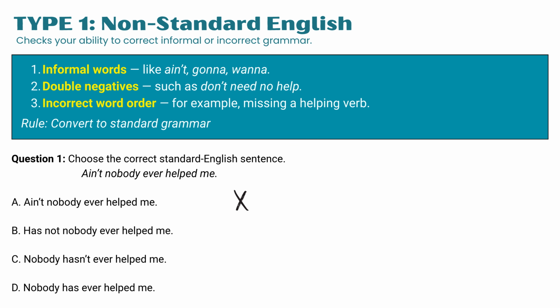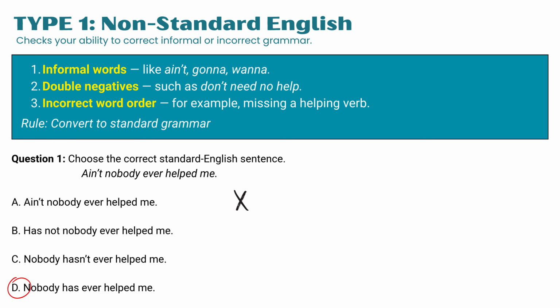Which of these sentences uses correct grammar? A. Ain't nobody ever helped me. B. Has not nobody ever helped me. C. Nobody hasn't ever helped me. D. Nobody has ever helped me. The correct answer is D. Nobody has ever helped me.